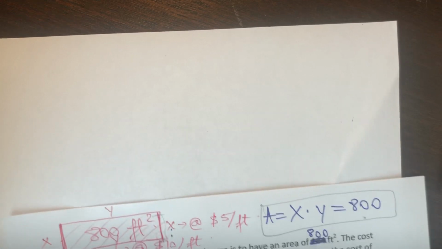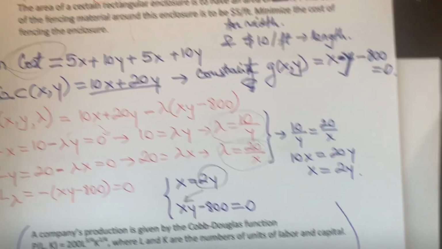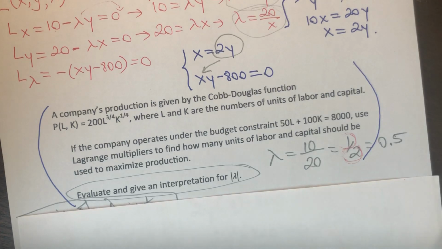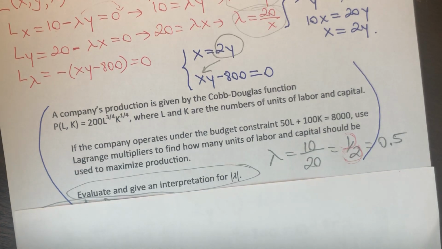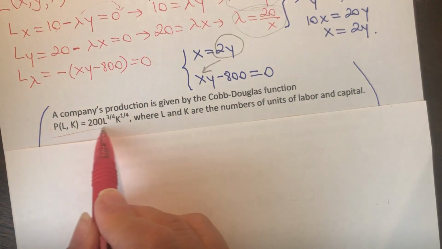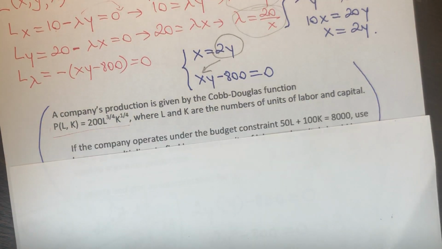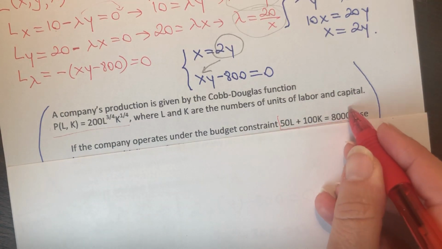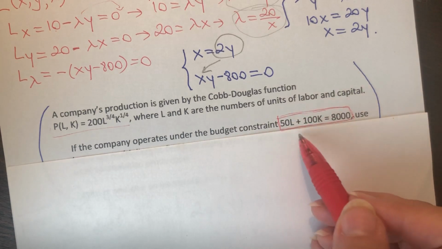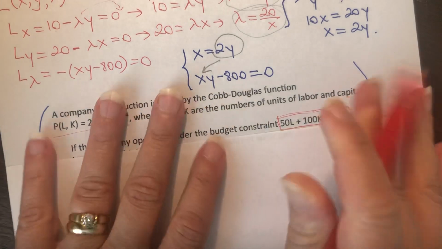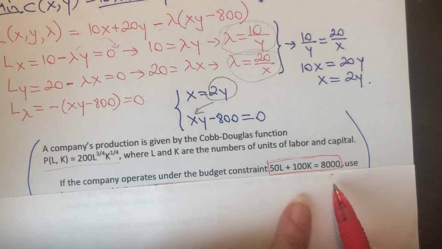The half. All right. So let's look at this problem, which is a Cobb-Douglas function. All right. So here it is. I got all of it. Here's your Cobb-Douglas function. It says, we are operating under this budget constraint, which is huge. In other words, it tells you that you can only spend $8,000. Yes, it's a budget constraint.